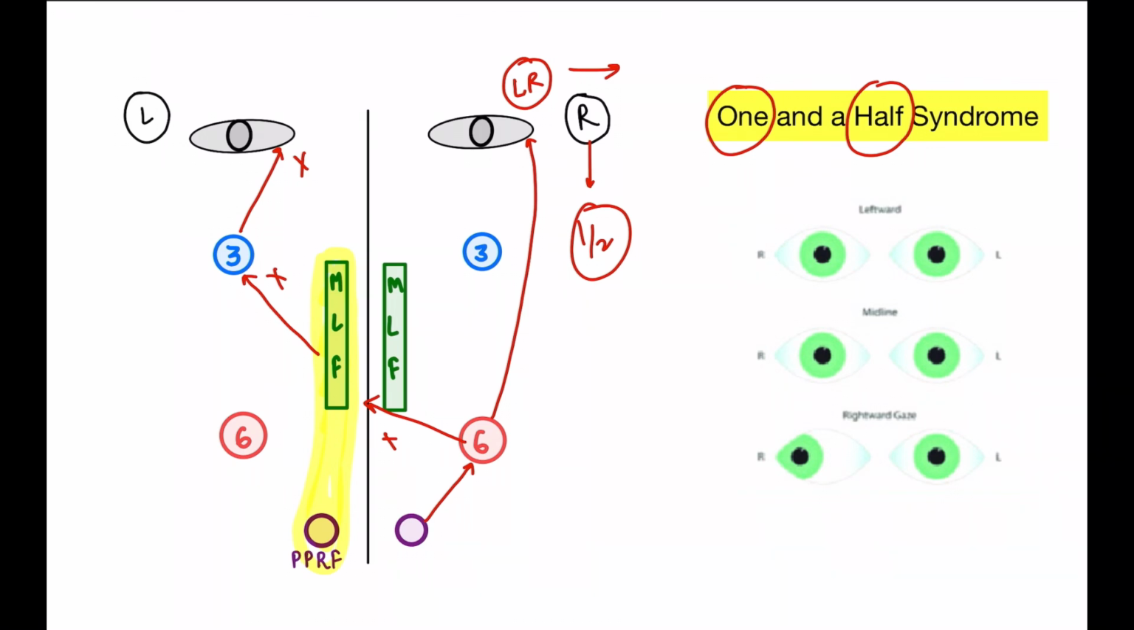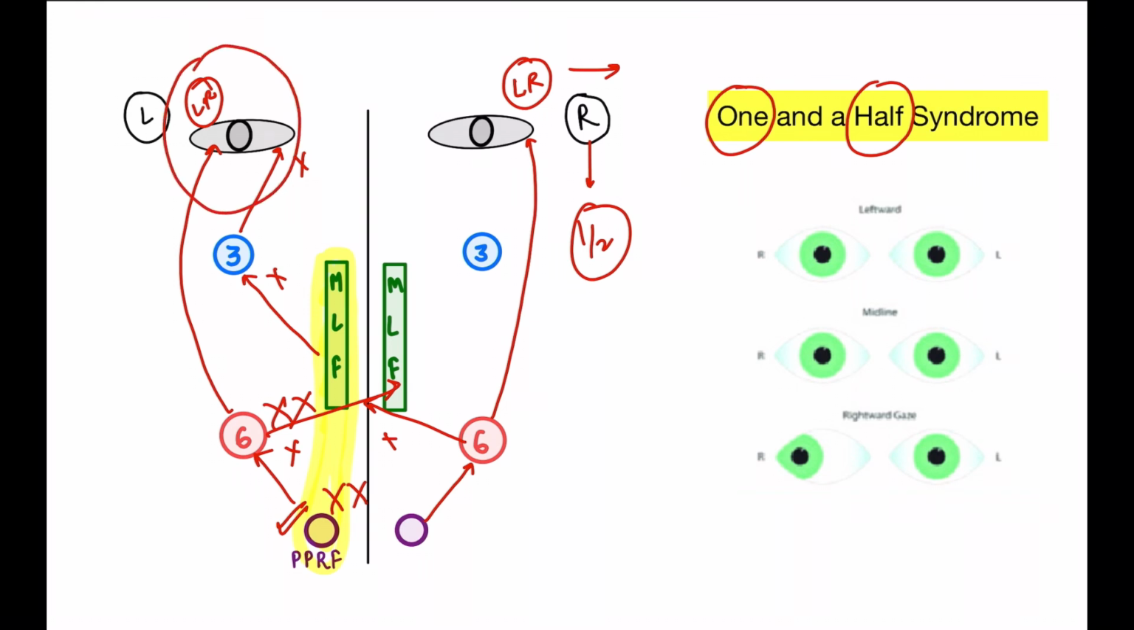Okay, since the PPRF of the left side is not working, when I want to look towards the left now, the PPRF is not working. It will not give any signal to the sixth nerve. The sixth nerve will not give any signal to the lateral rectus of the left side, and the eye will not abduct. And if the sixth nerve is not getting any signal, it will obviously not give any signal to the MLF of the right side. Okay, so hence this eye is not able to do any function. It can neither do this, nor this. Okay, but the right eye can still do abduction. So that's why this one eye is fully gone and this eye is half gone. So that's why this is known as 1.5 syndrome.